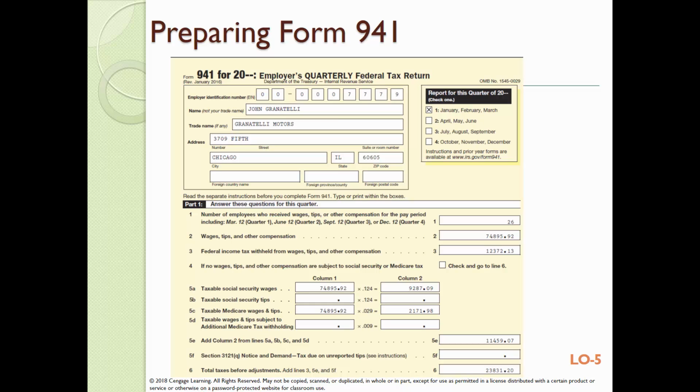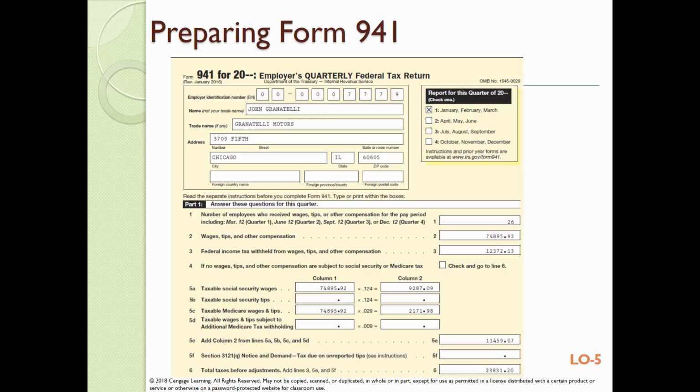Line 5A is how much is taxable for OASDI. Is that number always going to be the same as line 2? Why not? Cody, you're shaking your head no. When would you have taxable wages that are different for Social Security calculations than they are for federal income tax calculations? Somebody's capped. One of my employees made 500 grand. It's going to all be taxable on line 2. It's not going to all be taxable on line 5A, is it?